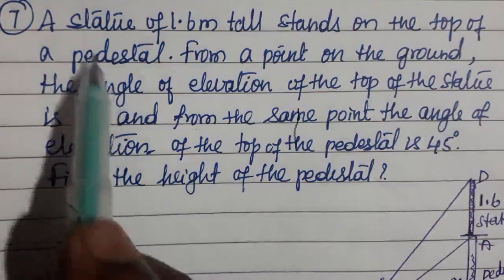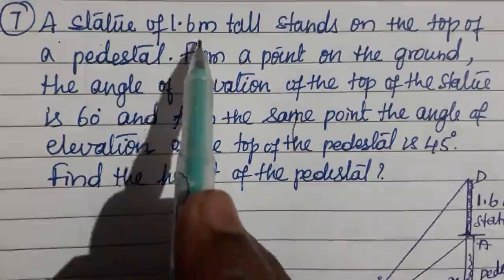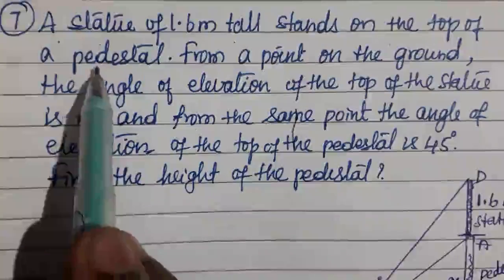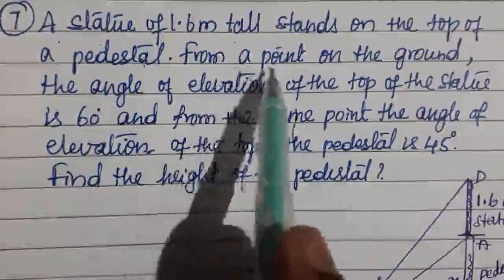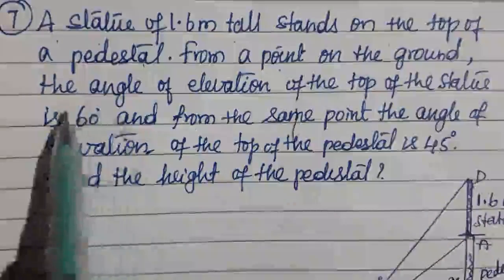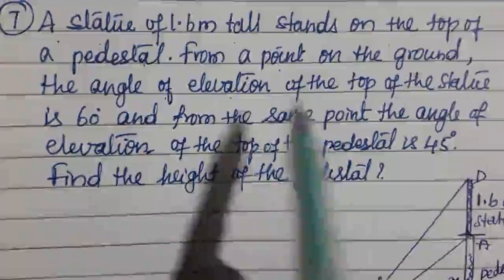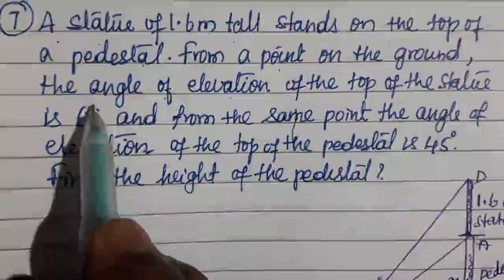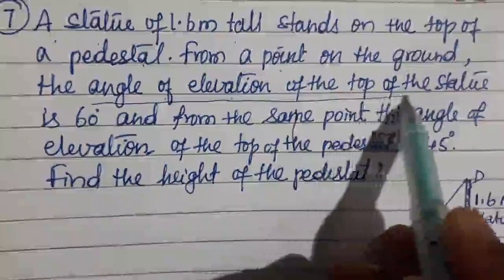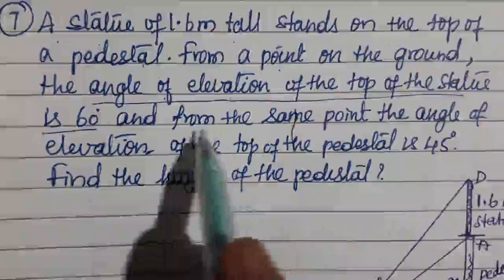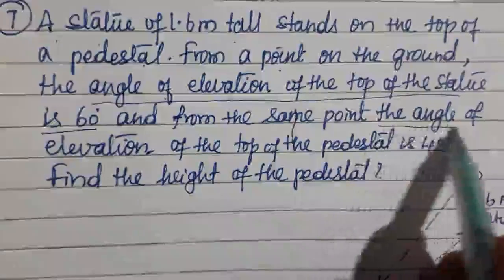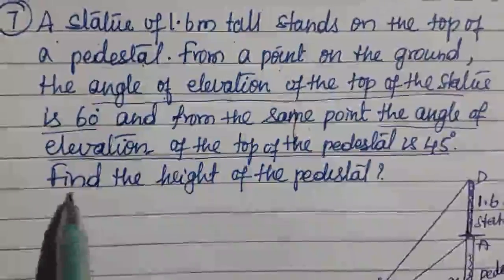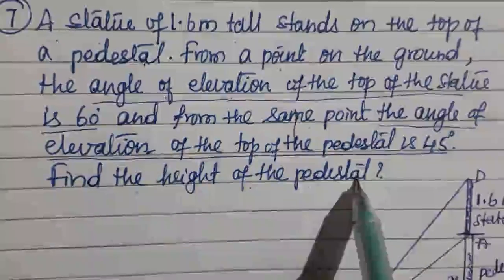Next, one more situation. A statue of 1.6 meter tall stands on the top of a pedestal. From a point on the ground, the angle of elevation of the top of the statue is 60 degree. And from the same point, the angle of elevation of the top of the pedestal is 45 degree. Find the height of the pedestal.